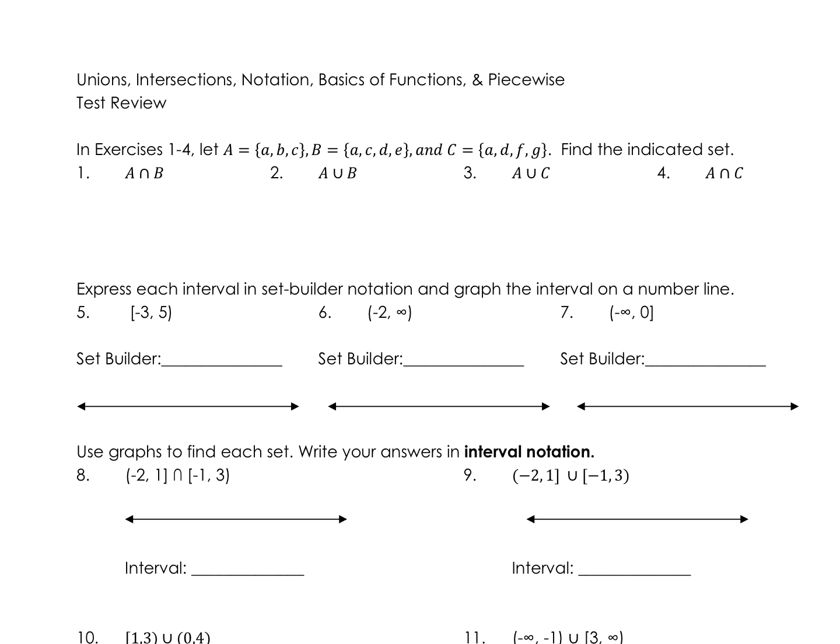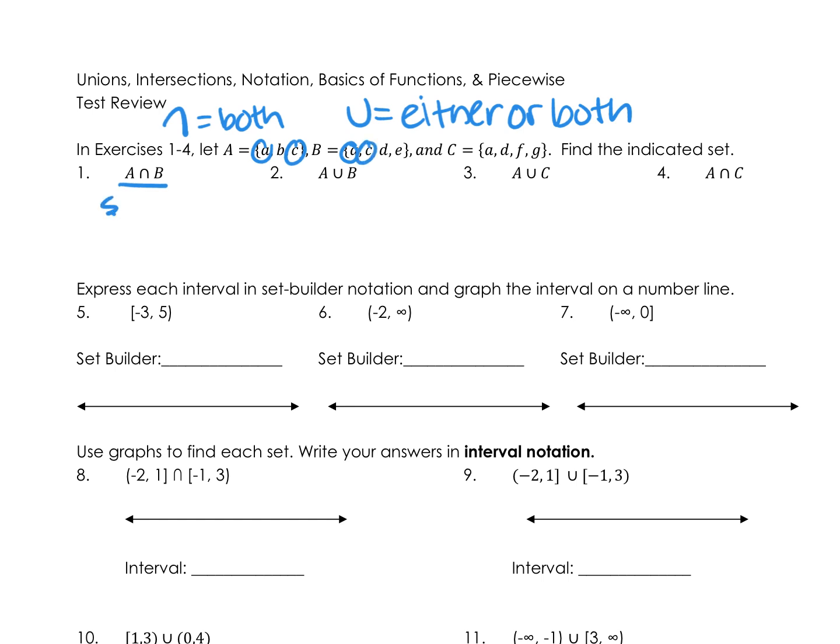All right, for questions 1, 2, 3, and 4, we're going to find either the intersection or the union. The intersection is anything in both sets, and the union is anything in either or both sets. So here we're looking at the intersection of A and B, so that's anything in both sets. A is in both sets, and C is in both sets. So the intersection will be the set with A and C in it.